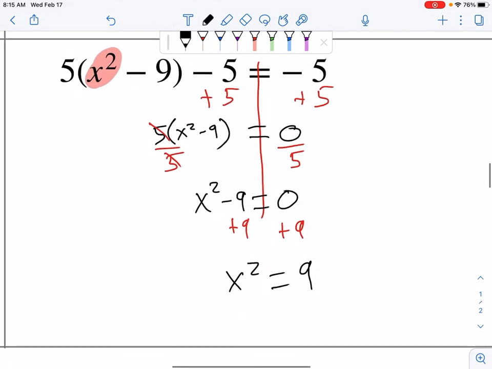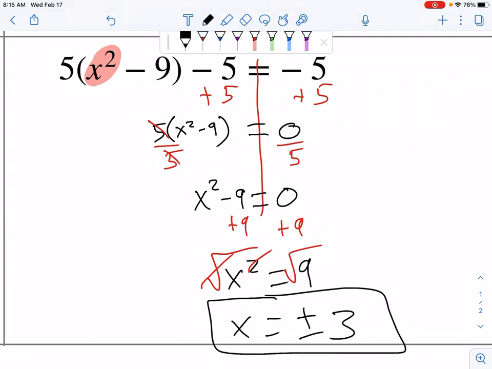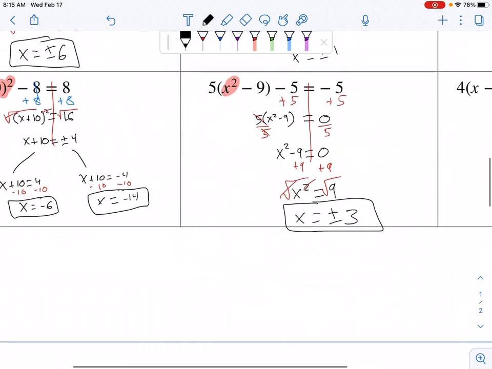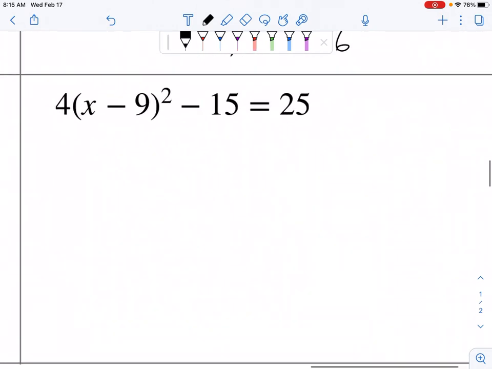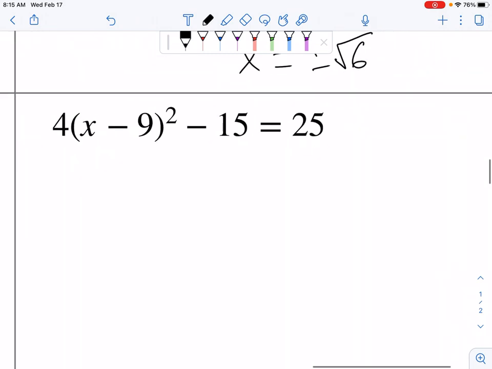Okay, now that x to the second power is by itself, now I'm allowed to take the square root of both sides. And I'm going to be left with x is equal to positive or negative. The square root of 9 is 3. We can take that. So it's just, this is like next level applying what you know about solving equations, okay?